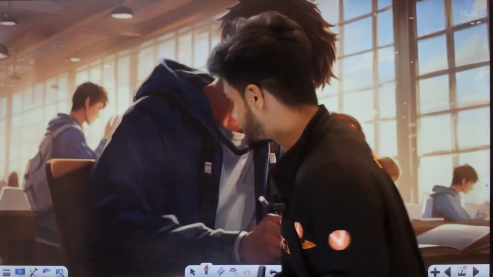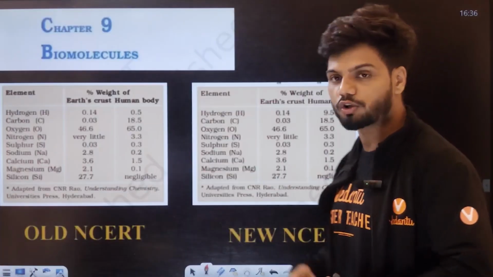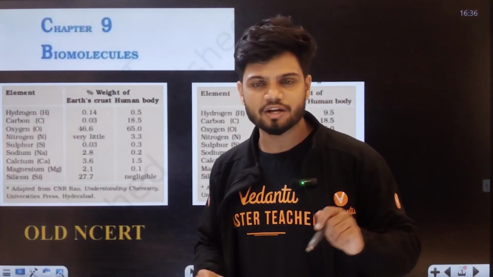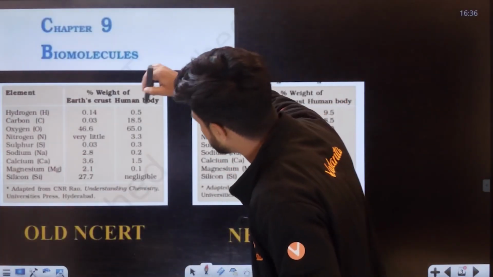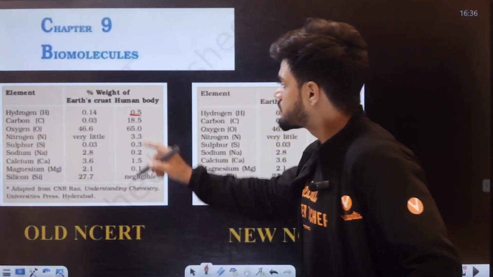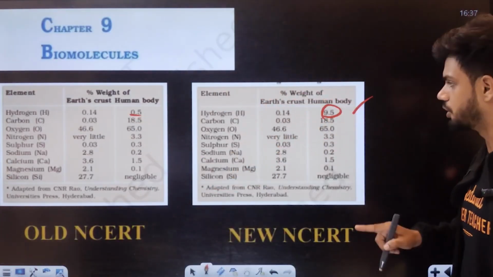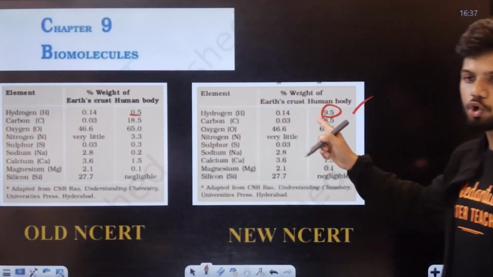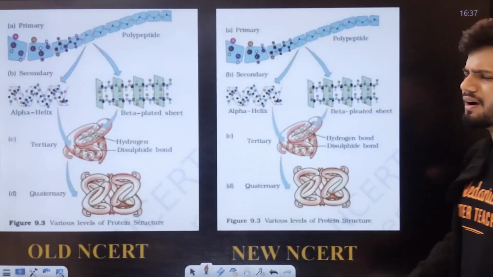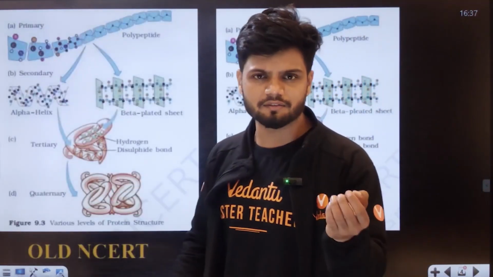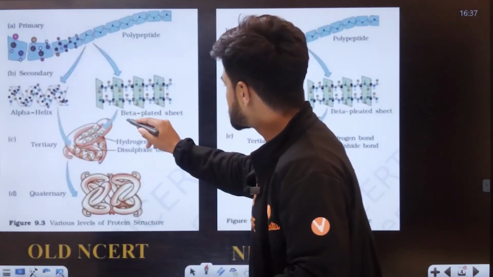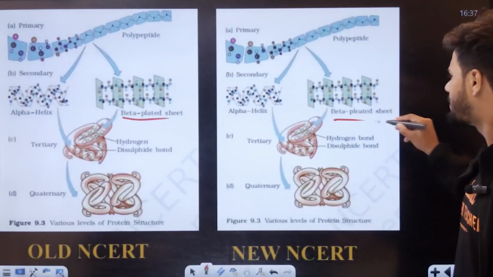So here are the changes, students. The first one is from the biomolecules chapter. Here you can easily see the change. The first change you can see is hydrogen. It was 0.5 percent, it became 9.5, which is absolutely correct. Old NCERT, new NCERT. Now students, again there is a minor change in the spelling with respect to beta platelet here. The spelling has been changed, a very minor change.